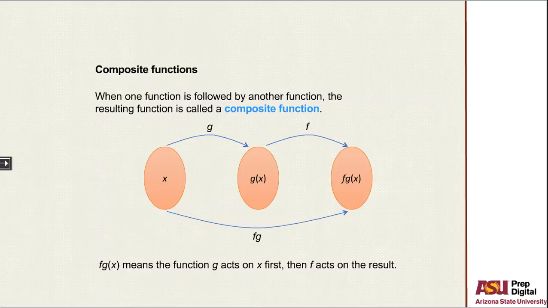So f of g of x means the function g acts on x first, then f acts on the result. And so if you watched the evaluating functions video first, we're basically doing an evaluation, just two in a row.